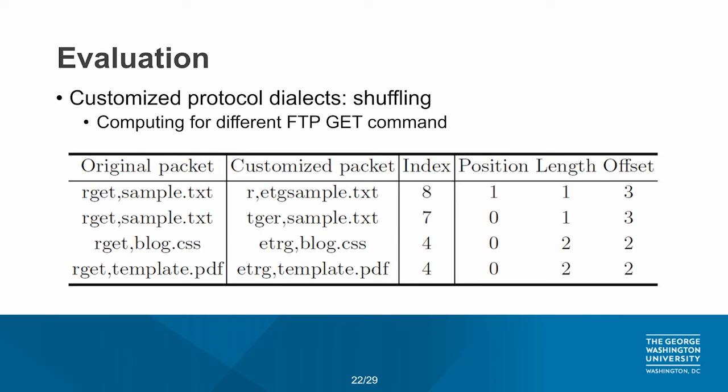The first one is the shuffling function. We're computing for the different FTP get command. As we can see in this table, for different dialect index, the combination of 3 parameters, position, length, and offsets are different. So we are using different dialects to customize the original packet into the customized ones.